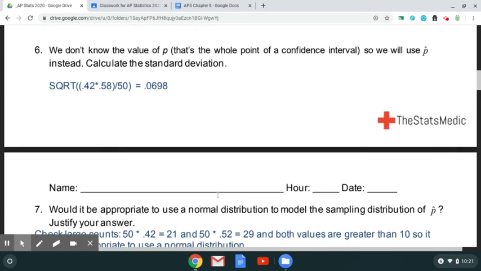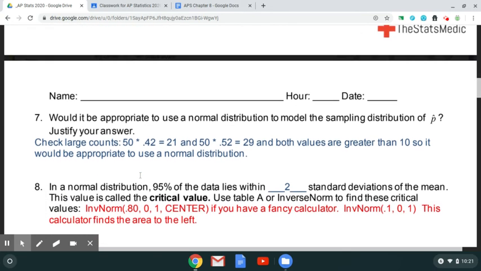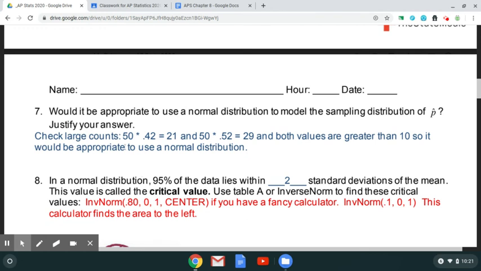All right. Then the next thing we have to check is, would it be appropriate to use the normal distribution? Because we're going to write a confidence interval, and if you remember from before, we have to get this margin of error. To calculate this margin of error, we've got to know that the sampling distribution is normal. If you remember from chapter 7, to see if we can use a normal distribution to model it, we have to check the large counts.